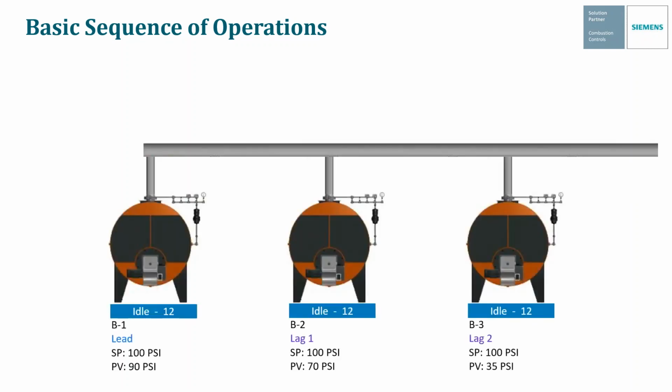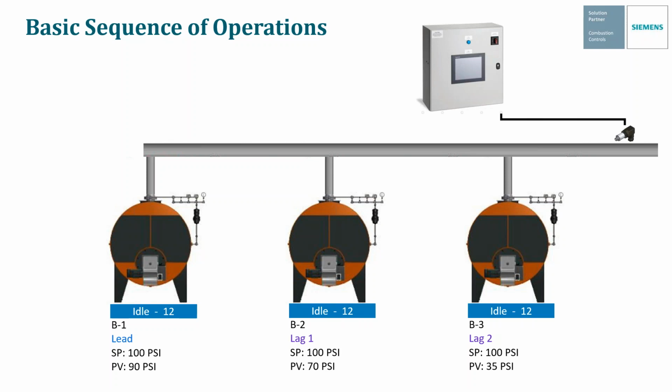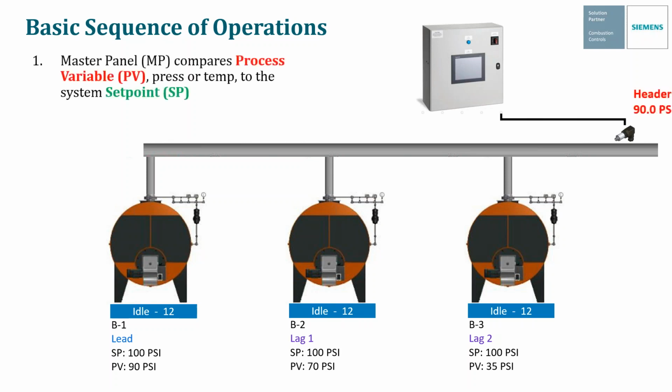So let's run through a basic sequence of operations for the master panel itself and how it controls the boilers in a system way. So in this example, we have 3 different boilers, all connected to the same header, and it's a steam system, okay? So we've got a master panel connected with our header pressure sensor.